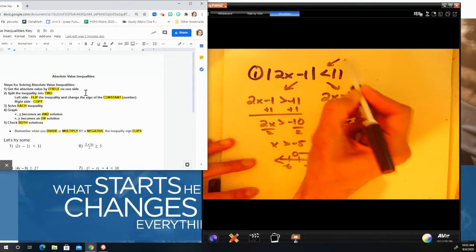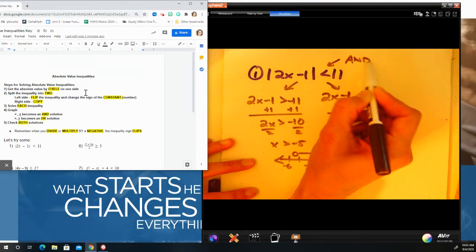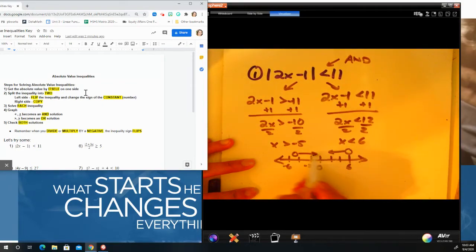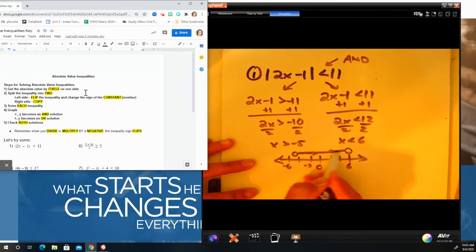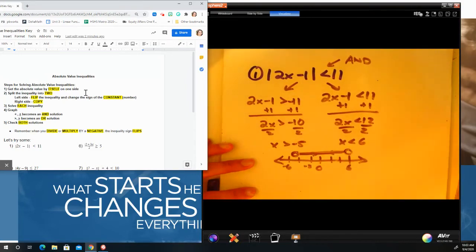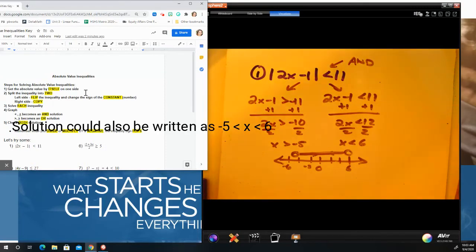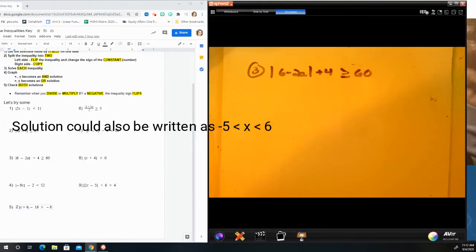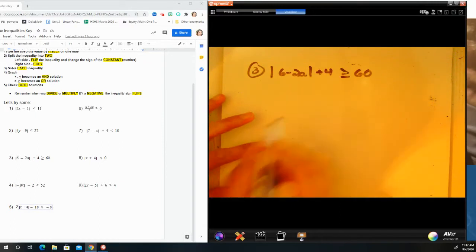See how this is a less than sign? That means these are going to overlap but stop at those boundaries. So my solution graph is actually going to look like that. All right, let's try number 3. Okay, I forgot to check number 1, so we'll have to go back to that.